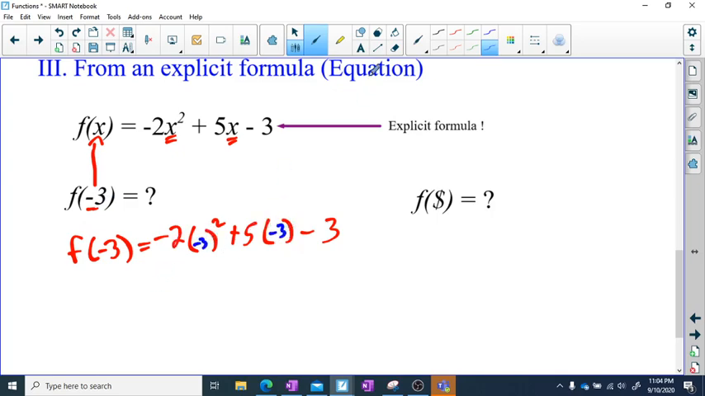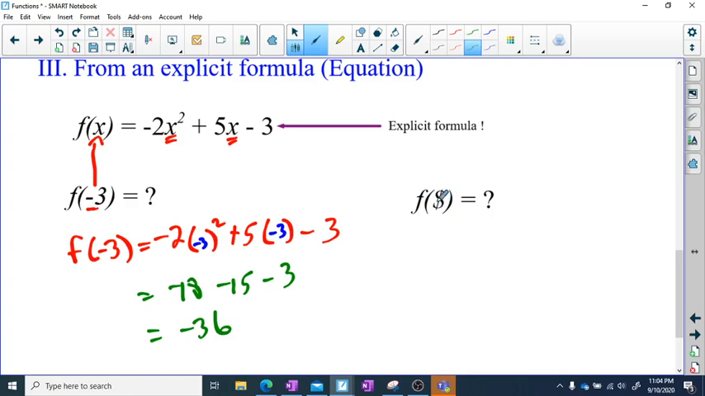Now we're just going to follow order of operations here and do this properly. So I'm going to have to do the exponent part first. Negative 3 in brackets squared is 9 times negative 2 is negative 18. 5 times negative 3, that's negative 15. Subtract 3, that would be negative 33 minus 3, negative 36.